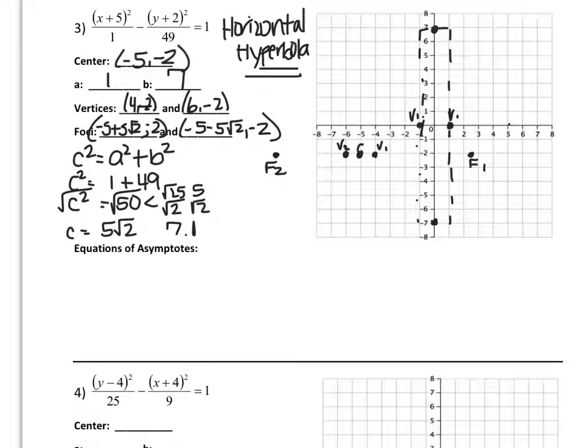Okay, so the last thing that we didn't do yet is our b values. So let's go ahead and label our b values, which are 7 units from the center. So we're going to go up 7 from the center and down 7 from the center. So here we go. 1, 2, 3, 4, 5, 6, 7. 1, 2, 3, 4, 5, 6, 7. Somewhere here. So we can draw our box.